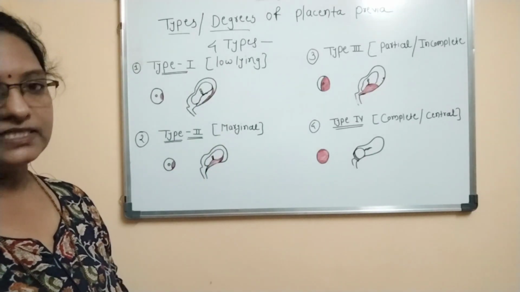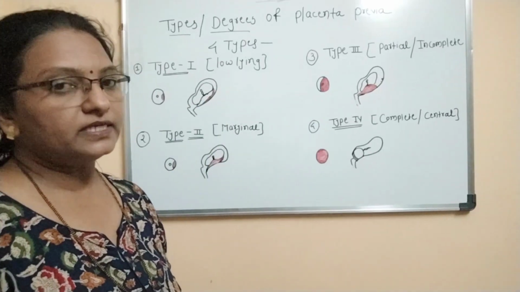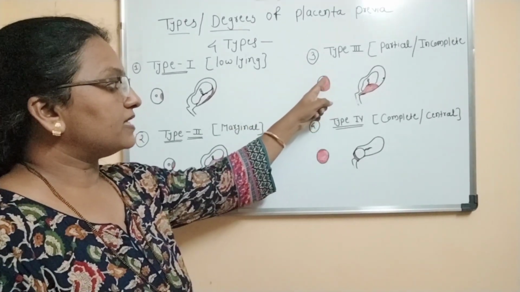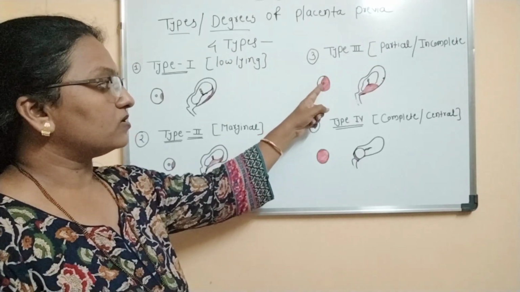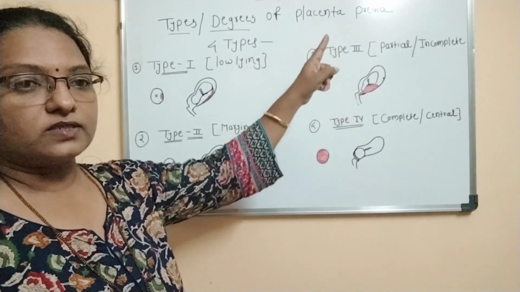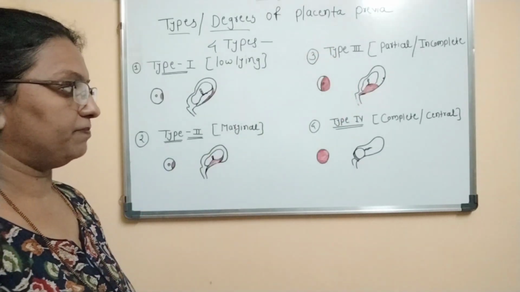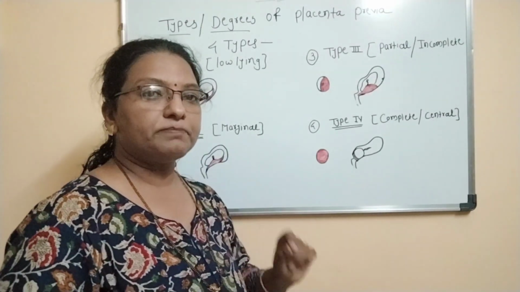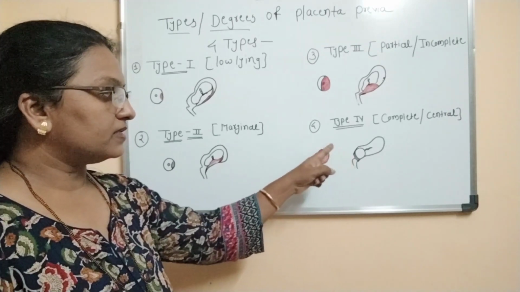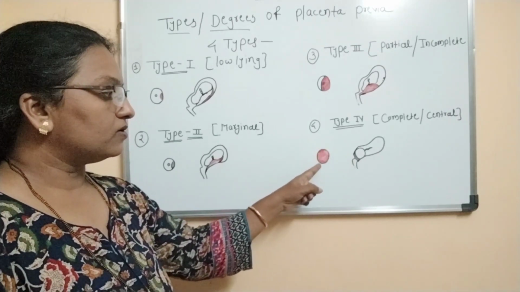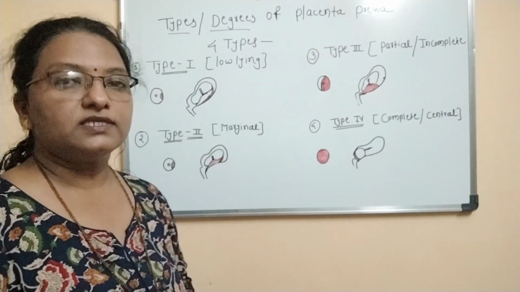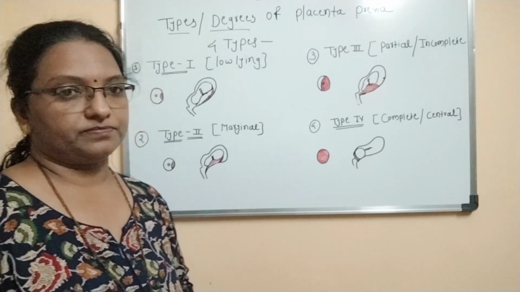The third type is called the partial or incomplete type. In this type, you can see in this diagram that the placenta covers the internal os, but it doesn't cover it completely. So the name is partial or incomplete placenta previa. The fourth type is called the complete or central placenta previa. In this diagram, you can see the placenta covers the internal os completely. So this is called complete or central placenta previa.